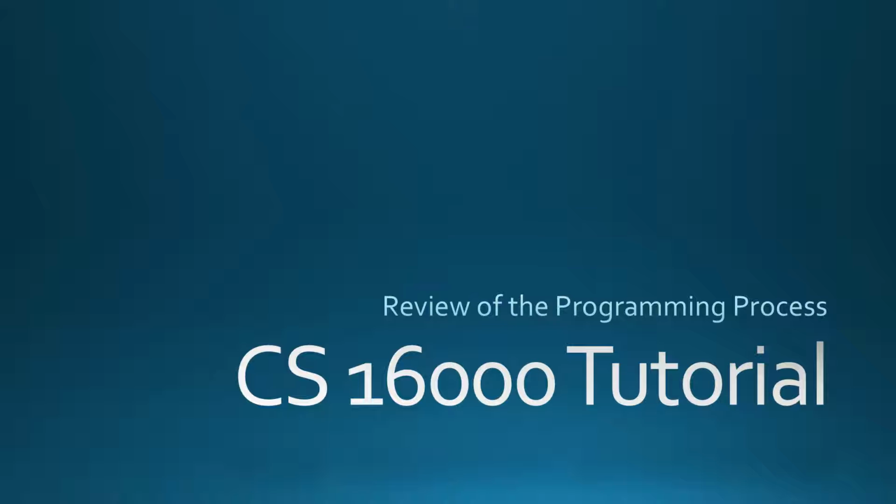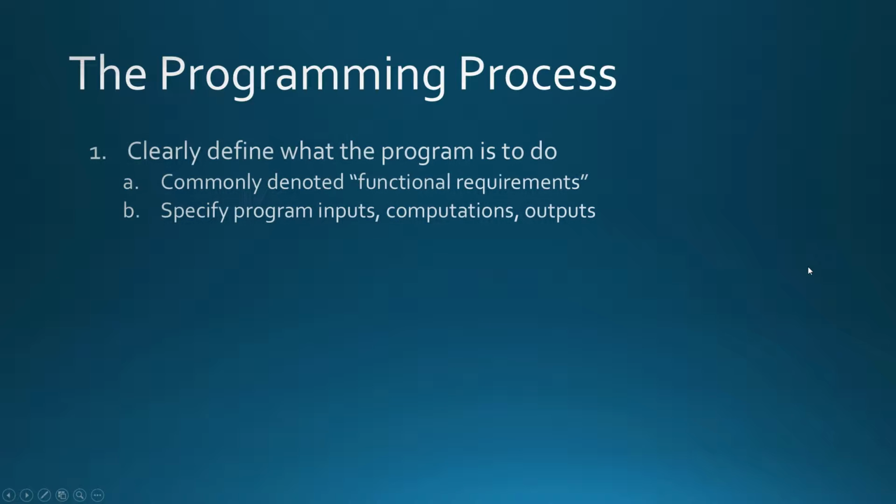This is the second of our videos, and in this video we are going to review the programming process found in Chapter 1 of the Gaddis textbook. That programming process consists of 9 steps, and we're simply going to go through those 9 steps in order and discuss the purpose of each step.